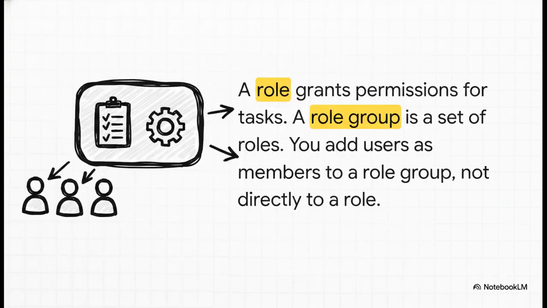So let's break that down real quick. A role is just a bundle of permissions for certain tasks, like, say, managing e-discovery cases. And a role group is just a collection of those roles. Here's the key. You don't assign roles straight to people. Instead, you add people as members to a role group. It makes managing everything so much easier.